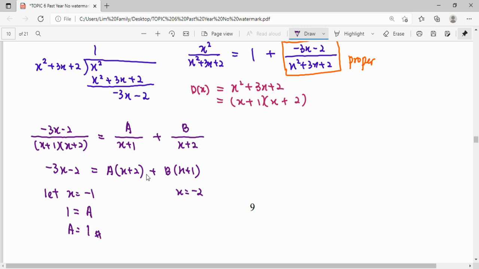So we proceed for x equals to -2. When we substitute x equals to -2, it equals to 4. So substitute here 0, substitute here -b. So b is equal to -4.